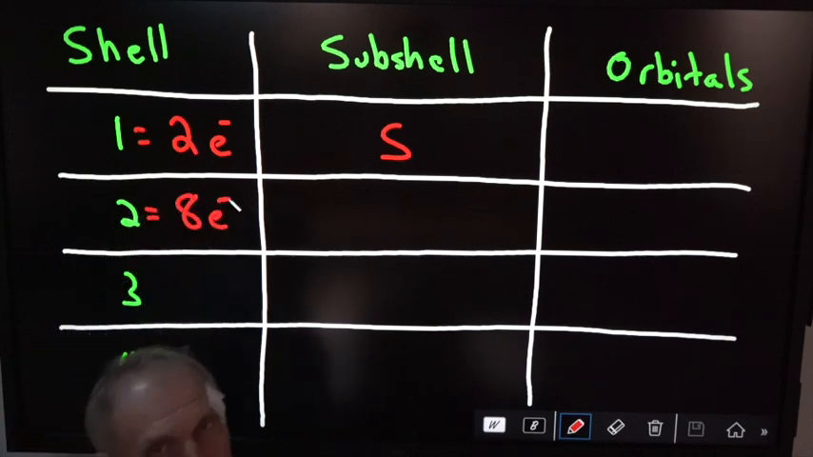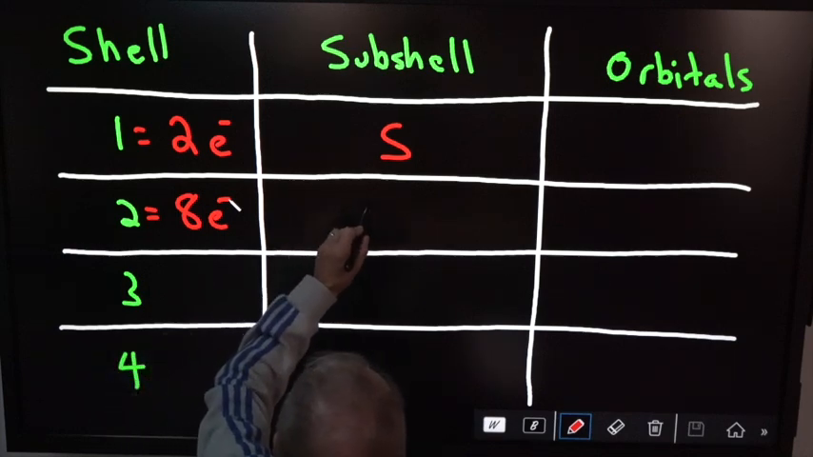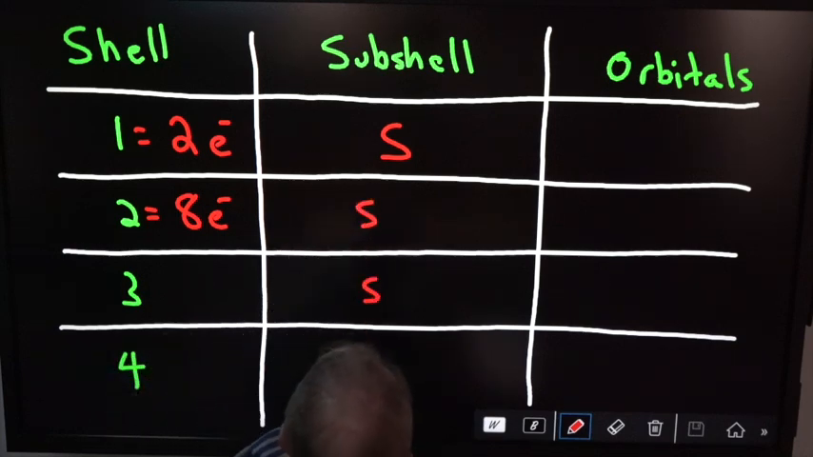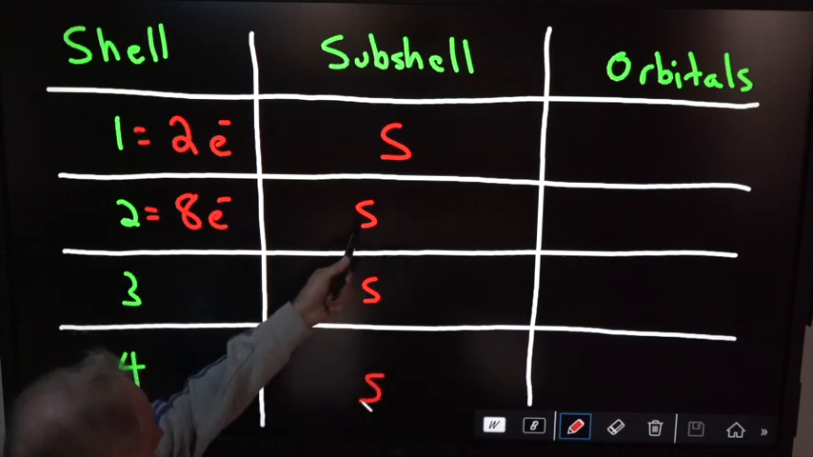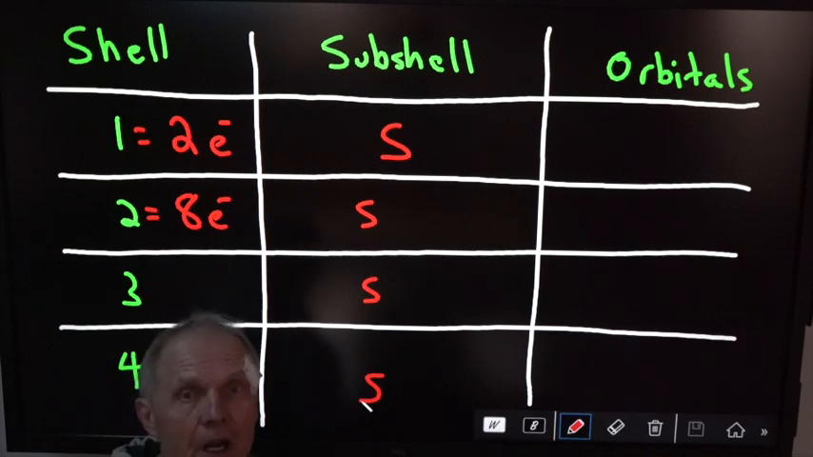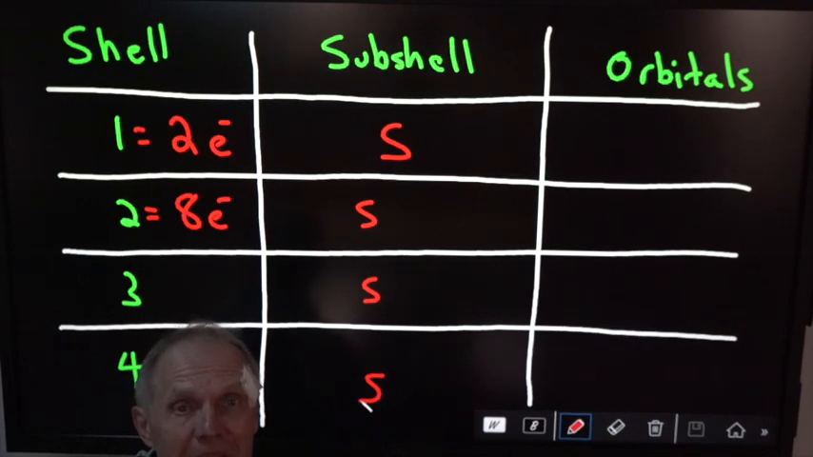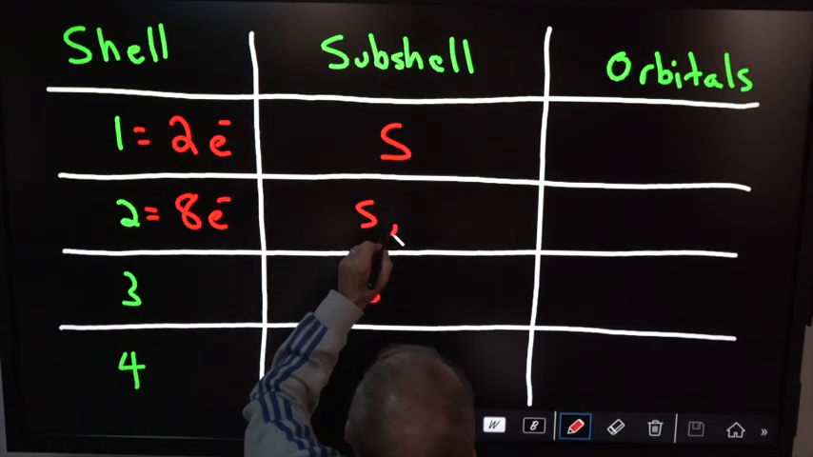Now watch how this works. Every single shell starts with an S. Every one. Now, this S would take 2 electrons away from the total of 8, which leaves you 6 electrons left in that shell, and that would mean those 6 electrons would be loaded in the P subshell. So we have S and P.